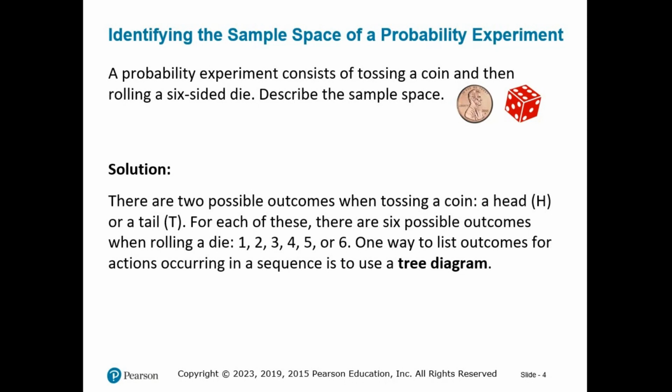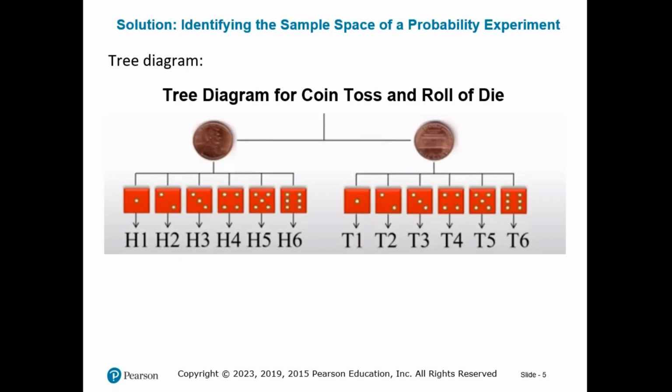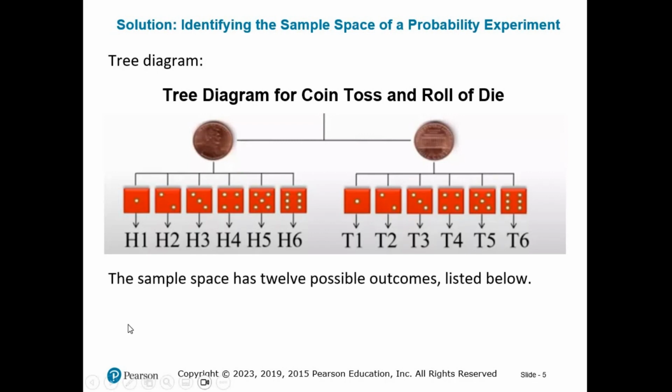So one way to list the outcomes for actions occurring in sequence is to use a tree diagram. As you can probably imagine, tree diagrams can get very involved when there are lots of outcomes and combinations. But if we follow the tree diagram through each coin outcome, heads here on the left and tails on the right, and the possible rolls of the die below, we see that the sample space has 12 possible outcomes in all. Our sample space could be written in set notation like this. Notice again the braces to begin and end the set and commas to separate the individual outcomes.